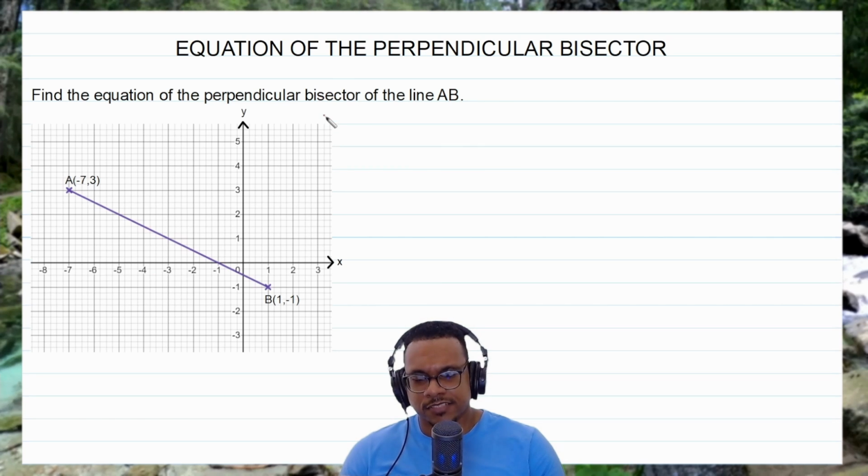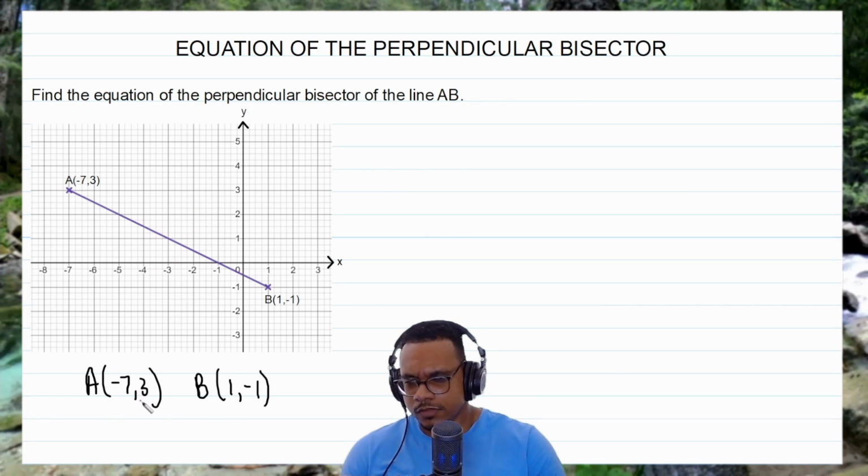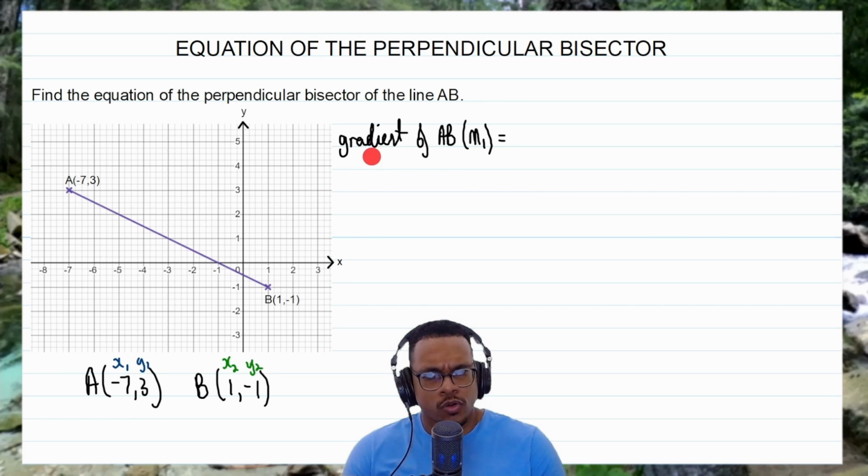And to bisect means to cut in half. So the perpendicular line would be passing through the midpoint of AB. So first I'll find the gradient of the line AB, and then I'll get the gradient of a line that's perpendicular to AB. So first I'll write out the coordinates of A and B, and I'll label these coordinates x1 and y1, and I'll label these coordinates x2 and y2.